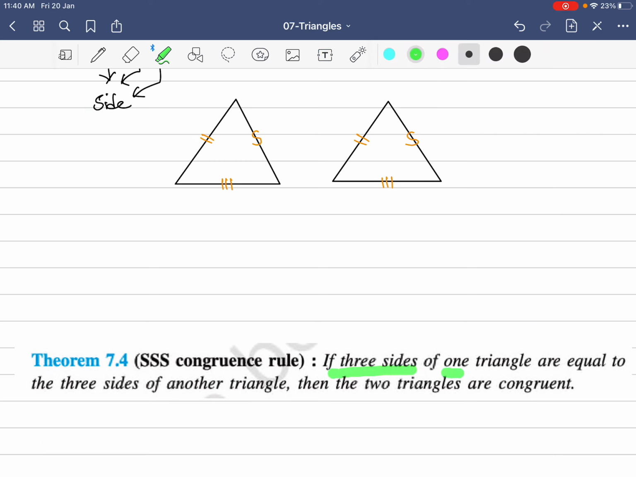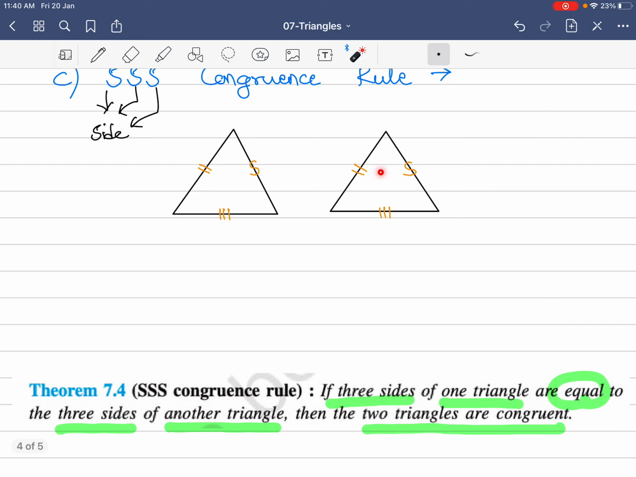If 3 sides of one triangle are equal to three sides of another triangle, then the two triangles are congruent. So this is our third and I think the most simplest and the most obvious congruence rule. So once again, these congruence rules are the rules which help us to determine if two triangles are congruent or not. And by using these rules, we need not check for all the 6 parameters, all 3 angles and 3 sides. Any 3 parameters and we are done.